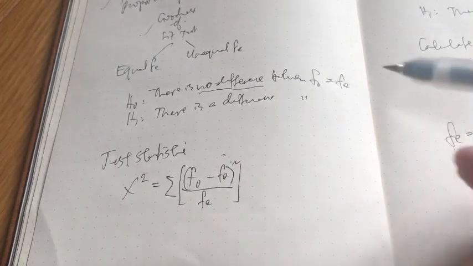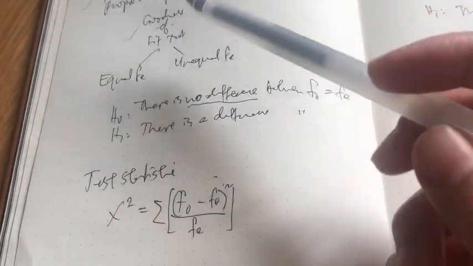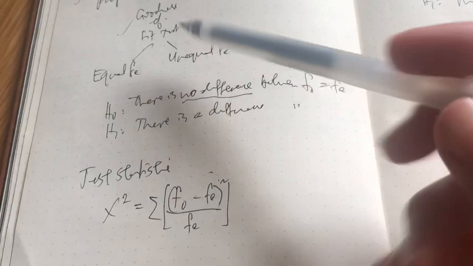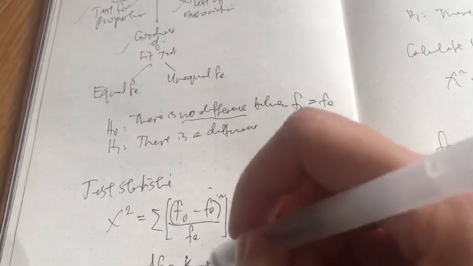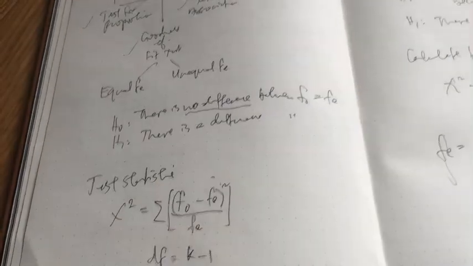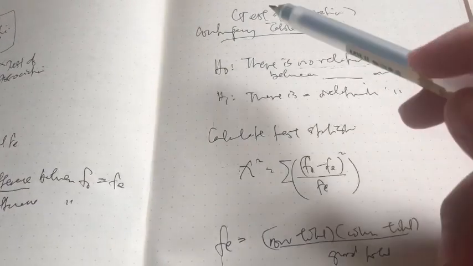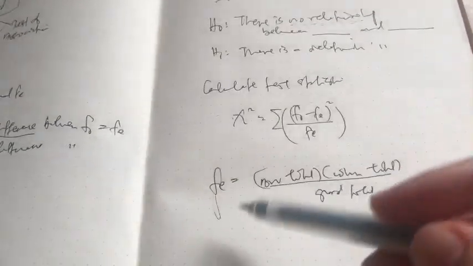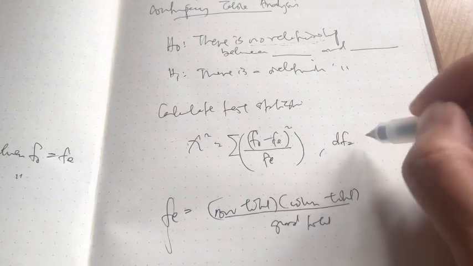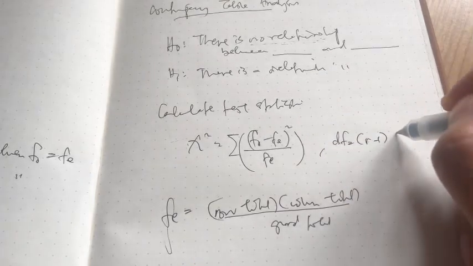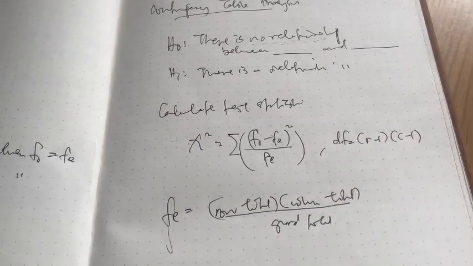Oh, and another thing, don't forget that whenever we use the chi-square distribution, we need to know the degrees of freedom. For the goodness of fit test, the degrees of freedom is k minus 1, where k is the number of categories. Whereas if we're using the test of association, which also uses the chi-square, the degrees of freedom is the total rows minus 1, times the total columns minus 1.